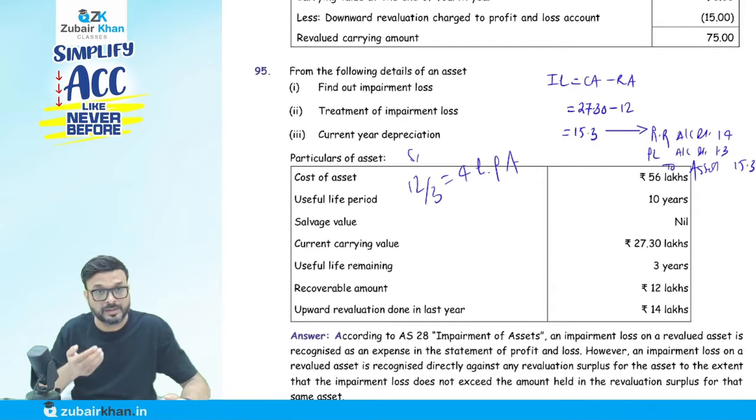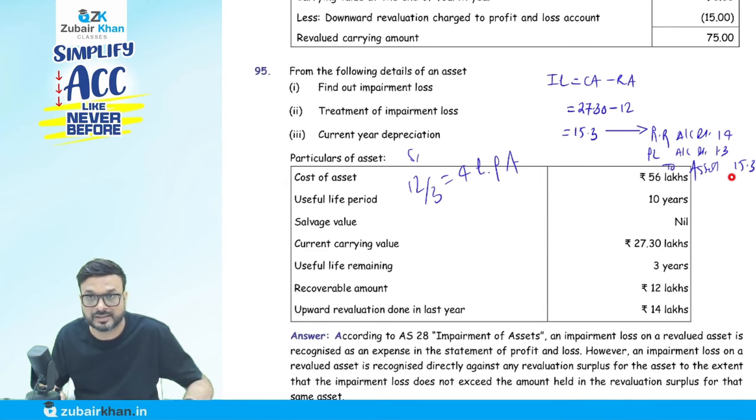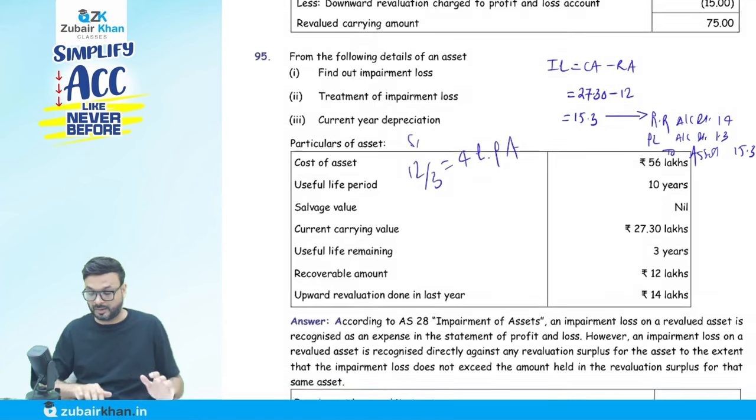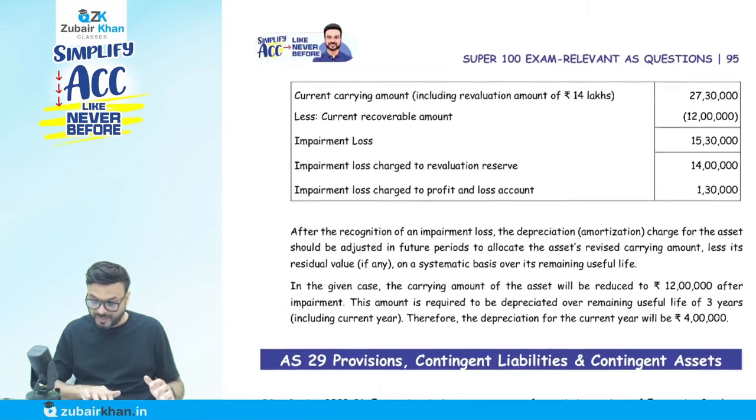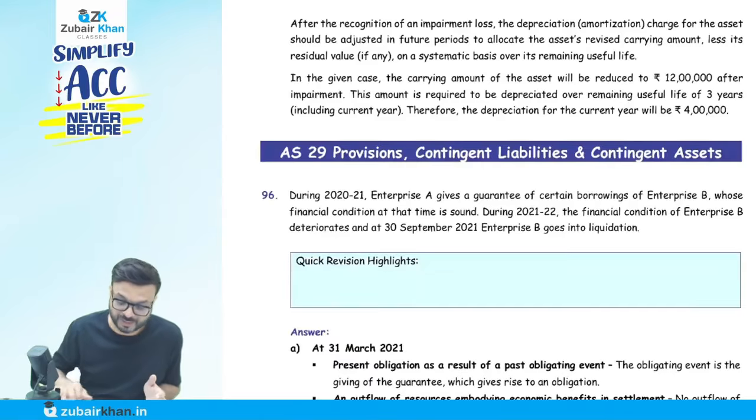But you will tell me, sir, charge it to P&L. Wait. In the past, they have done an upward revaluation. They have 14 lakh in their revaluation reserve. So out of this 15.3, 14 will be adjusted against the revaluation reserve and the remaining will go to P&L. So the revaluation reserve account will be debited by 14, the profit and loss account will be debited by 1.5, and the asset account will be credited by 15.3. This is what they have calculated here. Simple. This is all about the question that they ask in the examination.